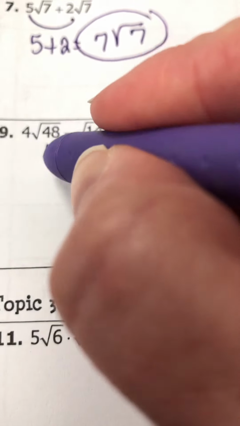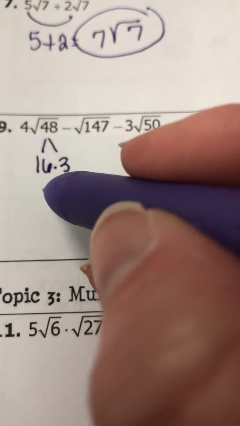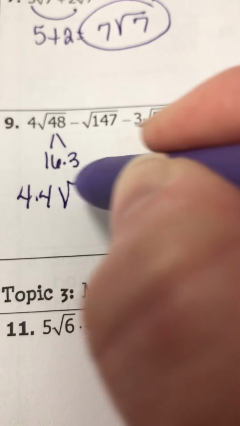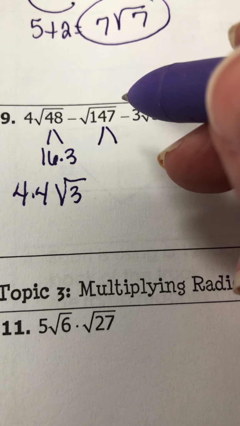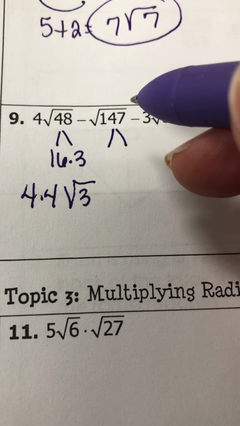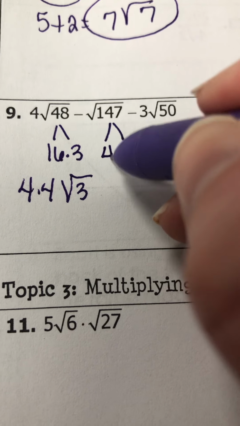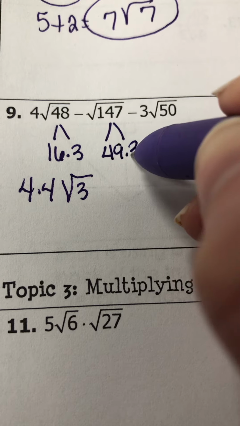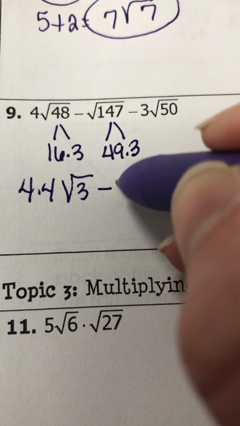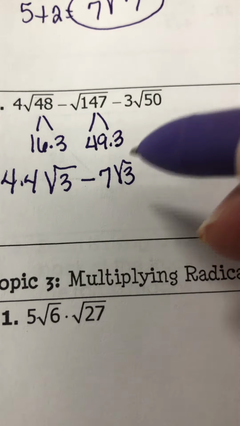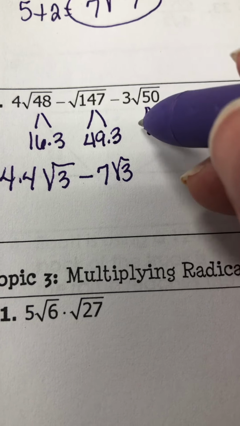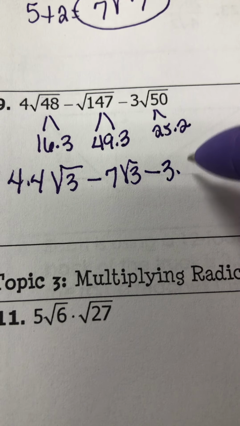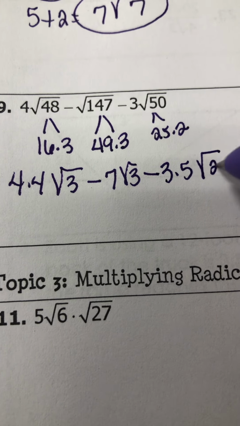Number 9, this is 16 times 3. The square root of 16 is 4, giving me 4 times 4 square roots of 3. Okay, with 147, let's do 49 times 3. So the square root of 49 is 7, and that'll give me 7 square roots of 3. Let's do 25 times 2 here. Okay, and so minus 3 times the square root of 25 is 5 square roots of 2.